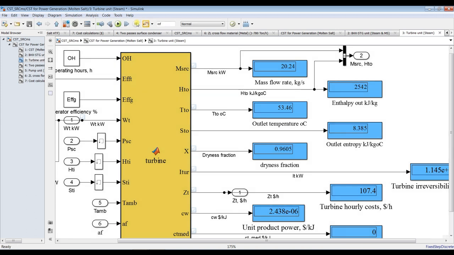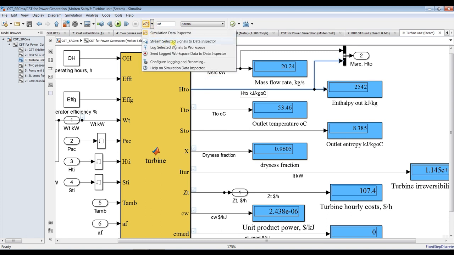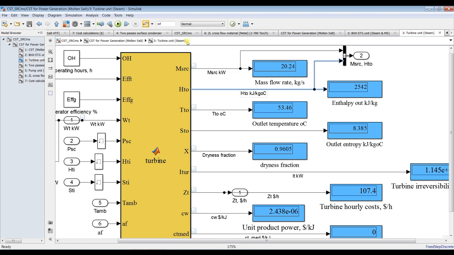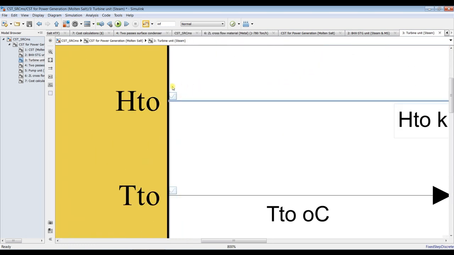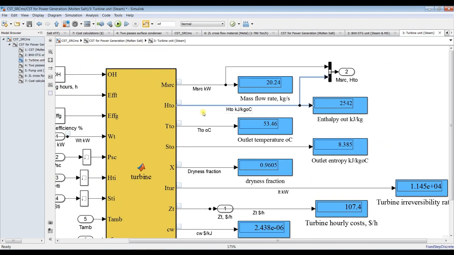It's just a demo about how to realize the changes in your cycle. Before running your model dynamically, you have to check all your signals here. You have to click on stream signals, or go here and stream selected signals to data inspector, and be sure that you are able to see this small square, in order to ensure that your signal has been sent to the data inspector. Let's go to the data inspector and see our results.